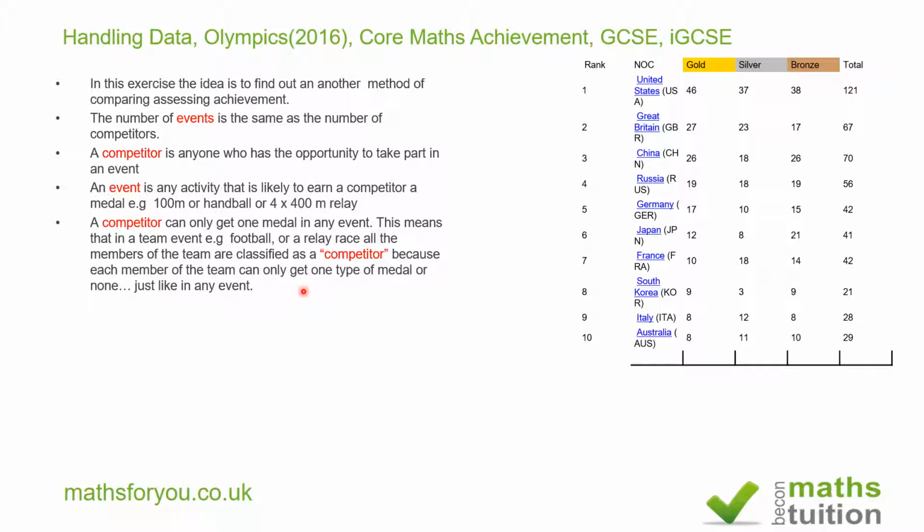Now moving on. This then means that the number of competitors will be the same as the number of events. Okay, so it can change competitors for events. Now, for my table, I'm going to look at the total number of medals scored and the number of events. Now, I'm going to use North Korea as an example.